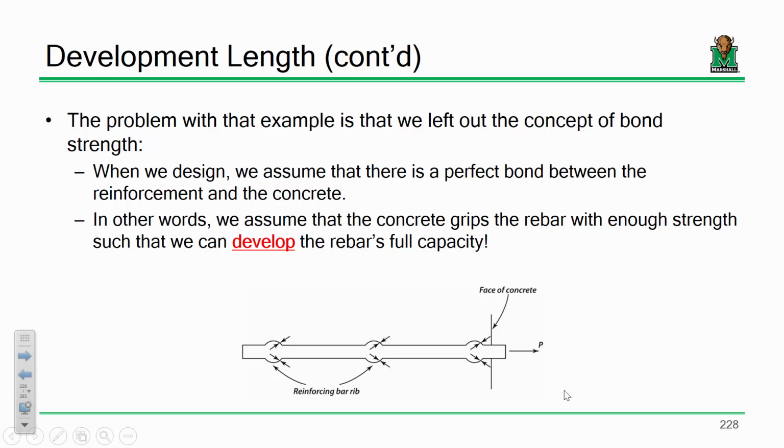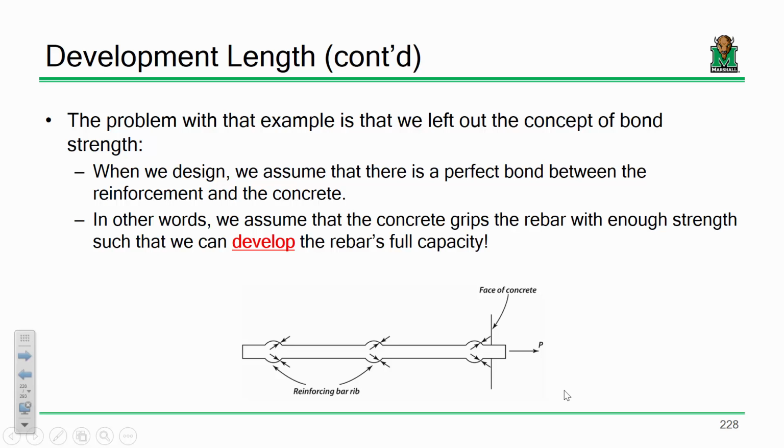Now, the flip side is, what if that bar is embedded 1,000 miles? Well, I would argue that the concrete is going to have a pretty strong grip on that bar. And I'm going to yank on it and yank on it and yank on it. And what's going to happen is I'm not going to fail the concrete. Instead, I'm going to fail the bar.